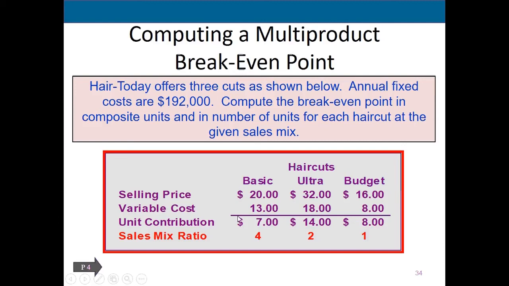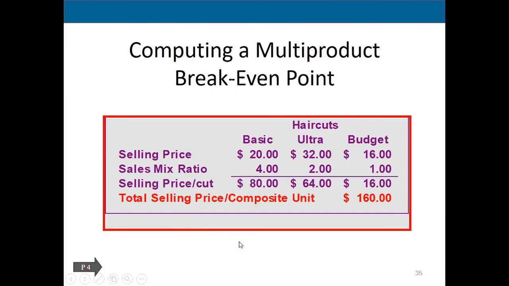So this doesn't change. We figured out the contribution margin for each of the 3 different types of haircuts. But what we're adding in here now is that we're dealing with this sales mix ratio. So what I'm just going to tell you right now before we even go there is that we need to find the composite selling price and the composite variable cost in order to get to the composite unit contribution. Question is, how do we do that, right? Let's keep on going.